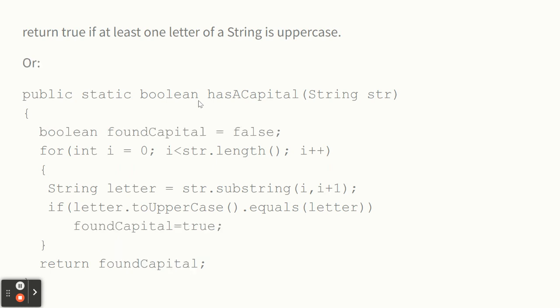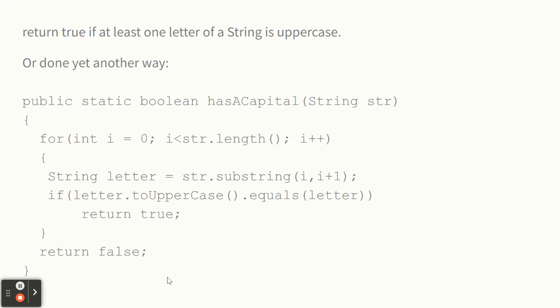Here's another way to do it. I made a Boolean variable called foundCapital, set it to false. And then I did all the same stuff. And if I ever found a capital, then I set that variable to true, and then I just return that variable. So that's another way to do it.